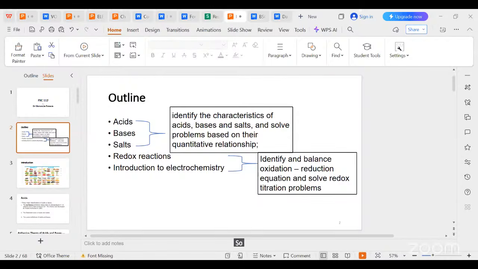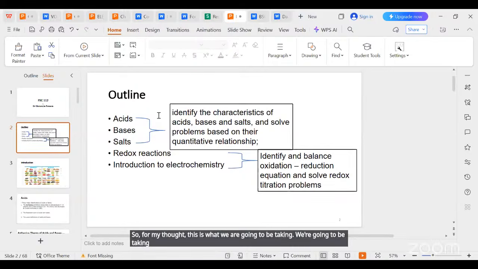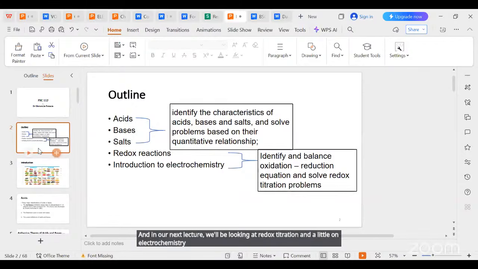So for my part, this is what we are going to be taking. We're going to be taking acid-base salt, and in this lecture today we must cover acid-base salts. In our next lecture, we'll be looking at redox titration and a little on electrochemistry. I'll be running fast because we just have 2 lectures to complete this.